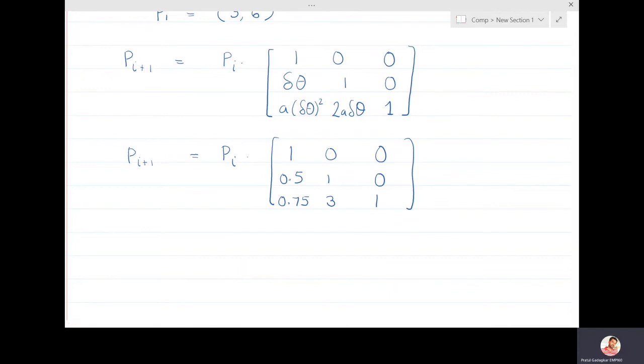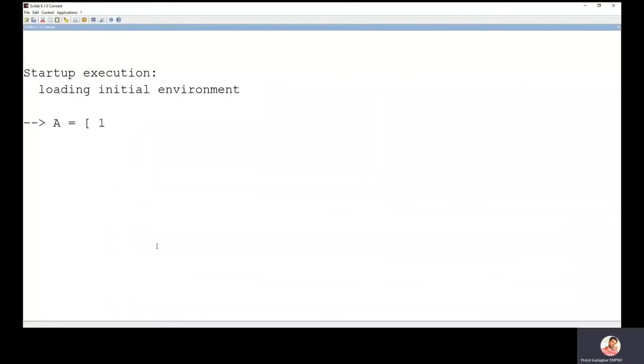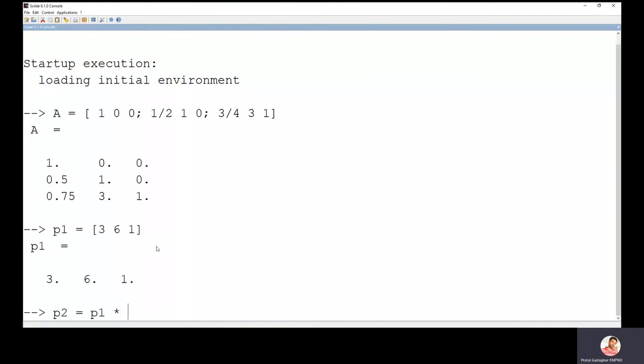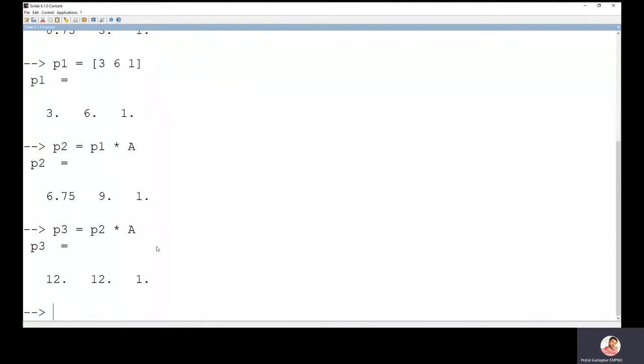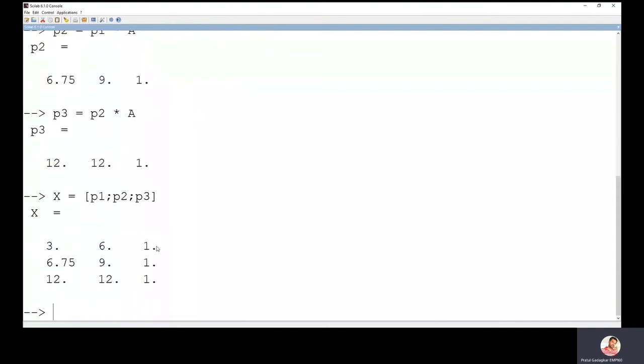Now we will go into Scilab and generate the remaining points. So here the matrix A is 1, 0, 0, then 1 by 2, 1, 0, 3 by 4, 3, 1. So this is the matrix. The first point that we have taken was (3, 6), so let me write here 3, 6 and 1 in the homogeneous coordinates. P2 is P1 star A and P3 is equal to P2 star A. So we get the 3 points, which are P1, P2 and P3 as follows. Now we will go to GeoGebra and plot them.